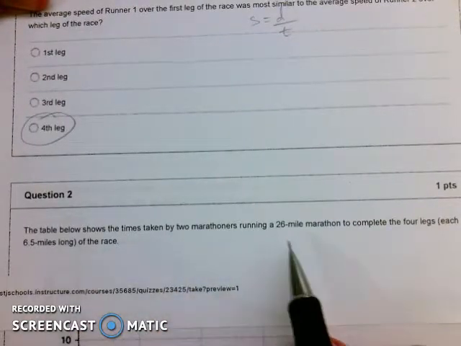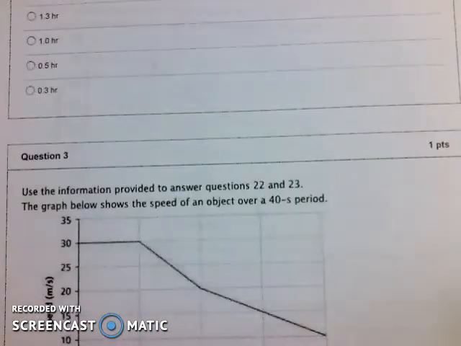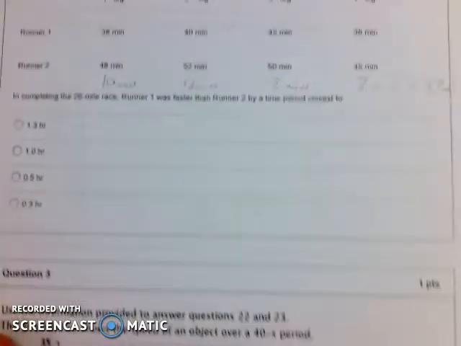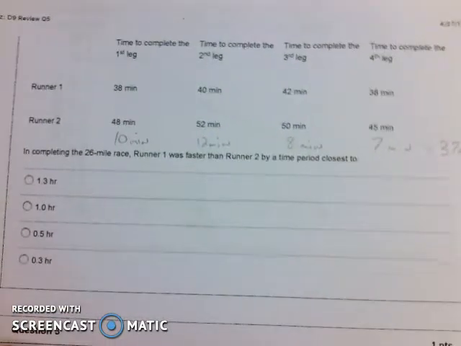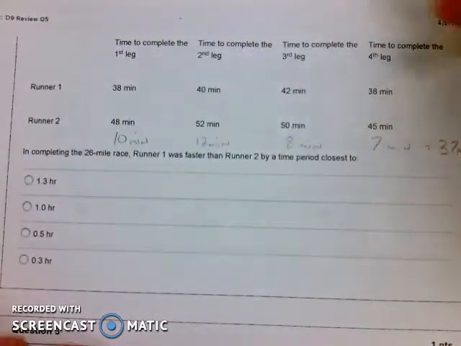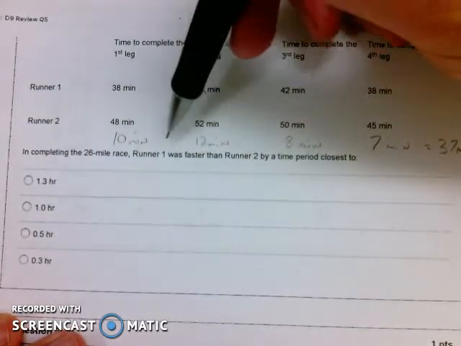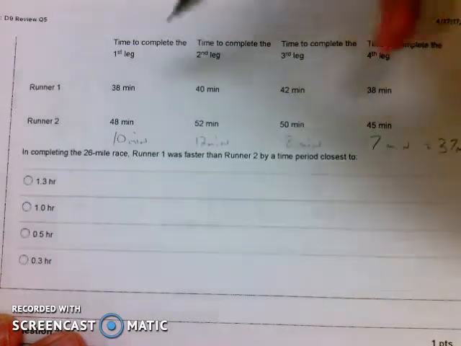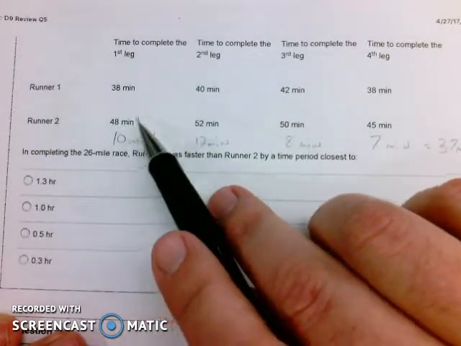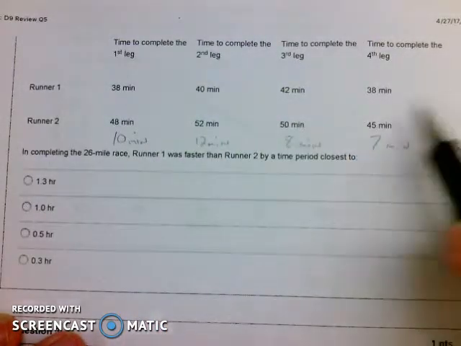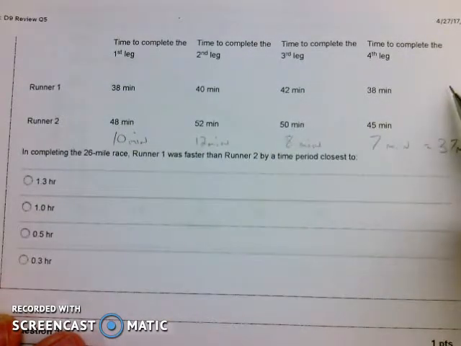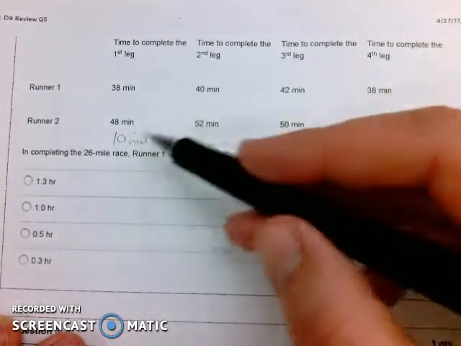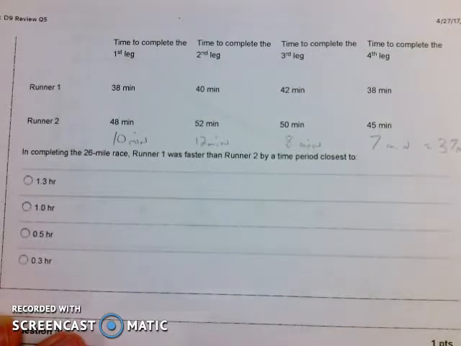Question number 2. Same setup, same table, different question. Again, all the legs are the same length. In completing the 26-mile race, runner 1 was faster than runner 2 by a time period closest to. Well, again, you can either add all these up across and take the difference, or you can take the difference of each one and add up the sum of the differences.